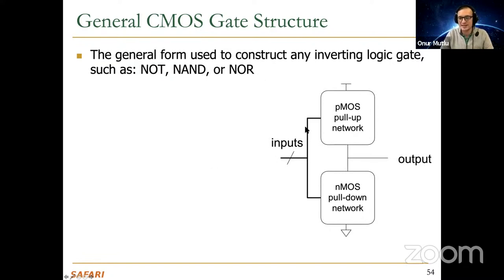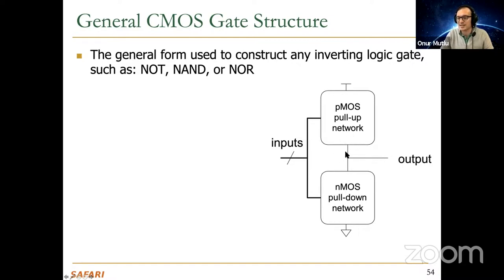So basically, you connect the inputs to a pull-up network as well as a pull-down network, and the output is connected to both the pull-up and pull-down network. And the pull-up network is connected to essentially high voltage so that it can pull up the output to high voltage. And the pull-down network is connected to zero or ground such that it can pull down the output voltage over here. And these are complementary structures.